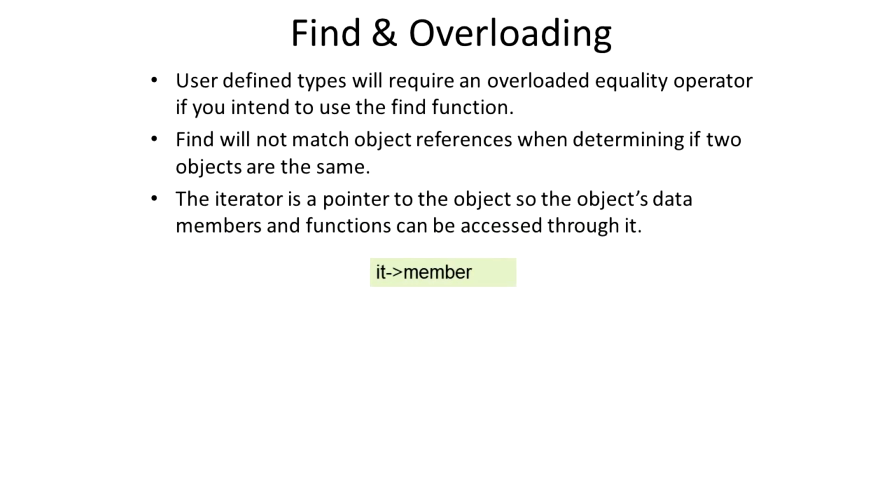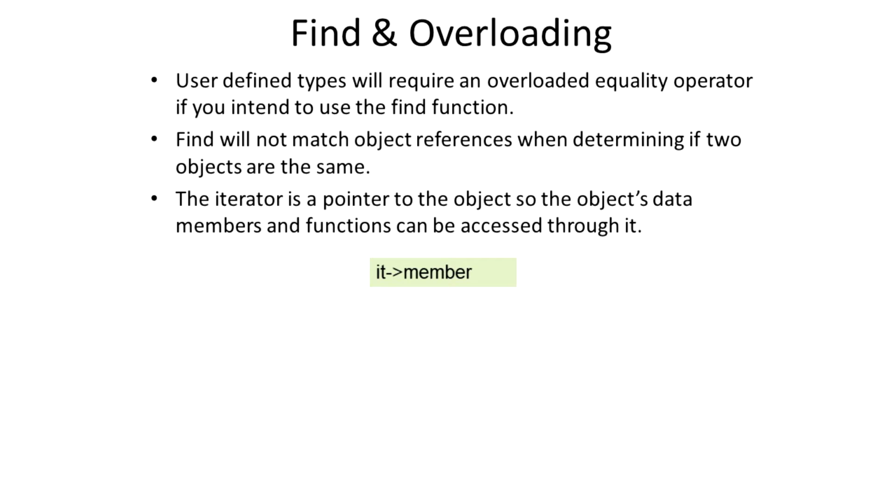However, if we have a vector of objects of classes that we've made, or user-defined types, we're required to overload the equality operator when using the find method. So we're going to have to revisit the operator overloading, which we had a look at in the previous video, and we're going to have to apply it here with the equality operator.